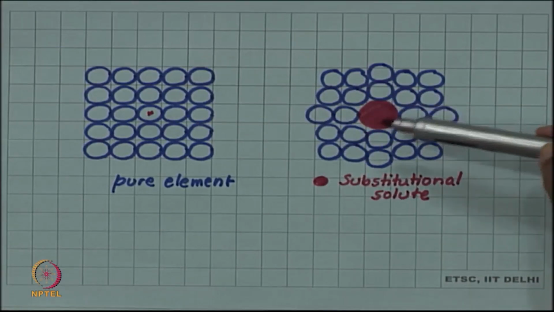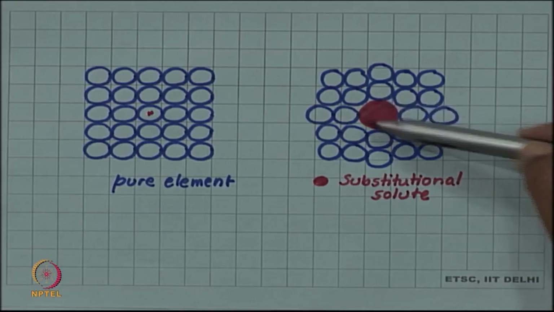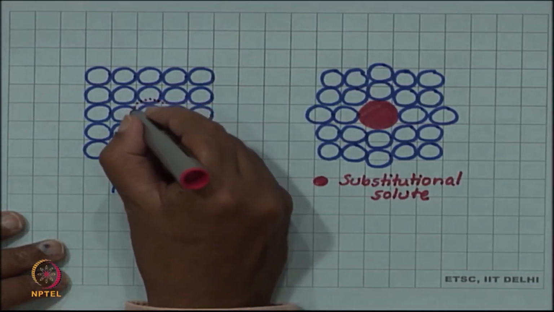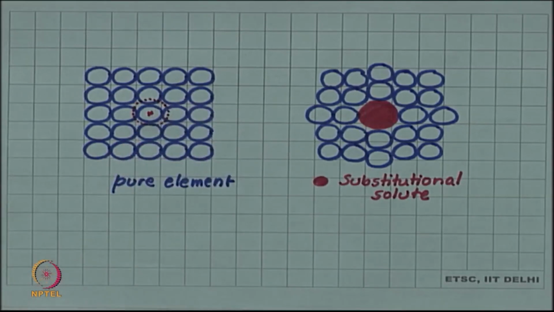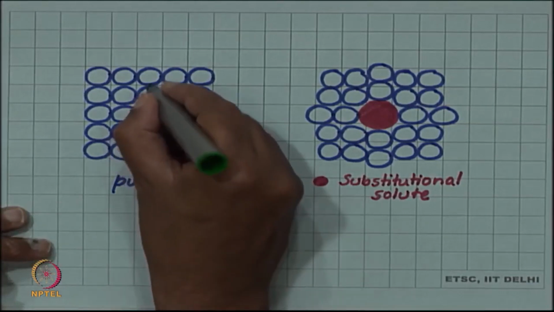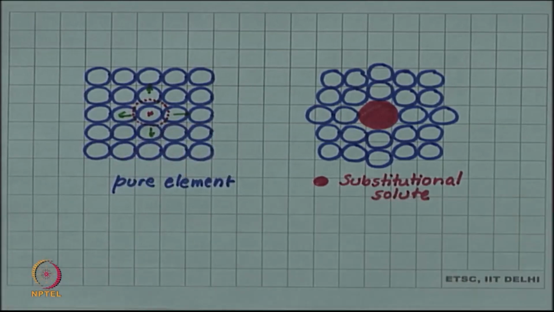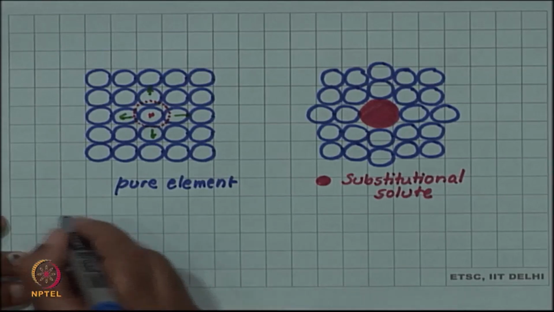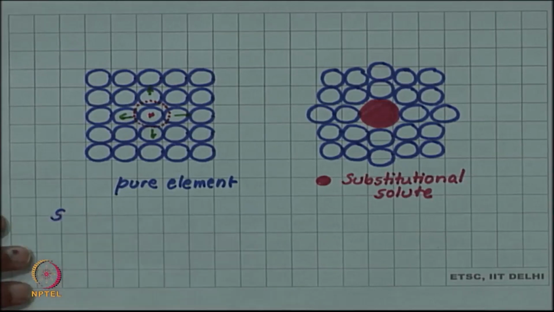Because this atom is larger, it will displace the atoms around it to make room for itself, since this was a smaller atom and now we are replacing it with a larger atom. These displacements cause a deformation, or a strain field, around the solute atom. So solute atoms are accompanied by a strain field.